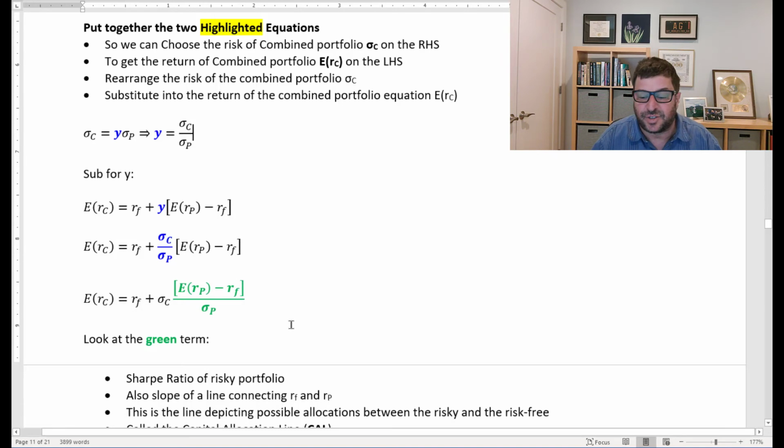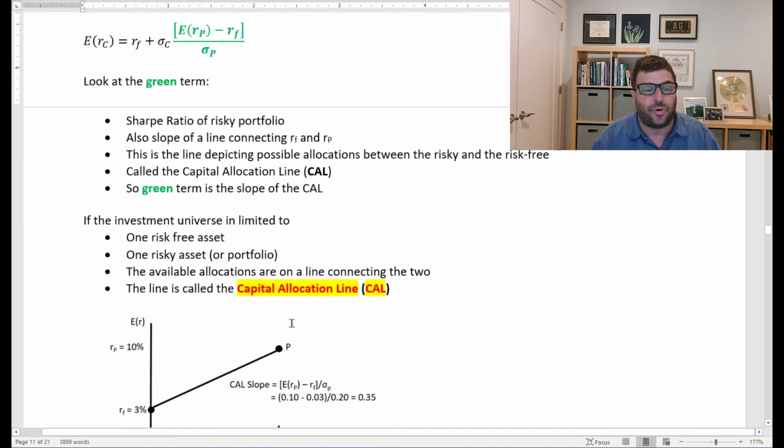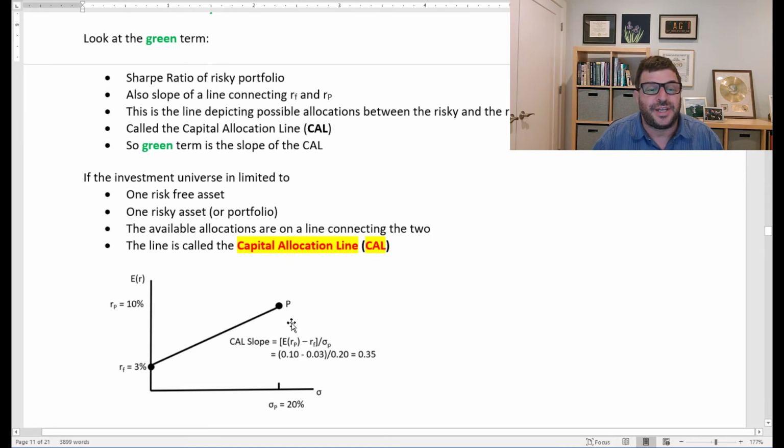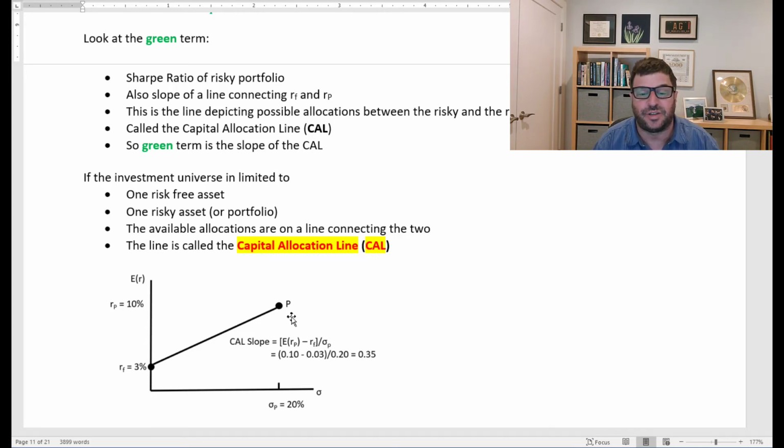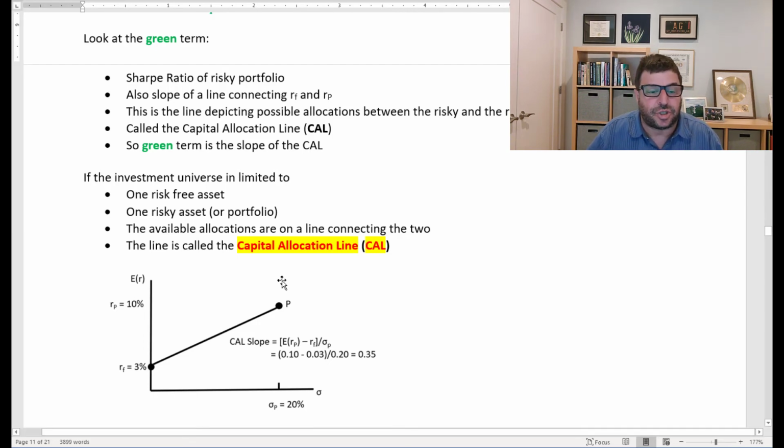Now let's look at this green term. The green term is the Sharpe ratio of the risky portfolio. It's also the slope of a line that connects the risk-free and the risky. This line depicts all the possible asset allocations between the risky and the risk-free. It's therefore called the capital allocation line. It's also the slope of this line.